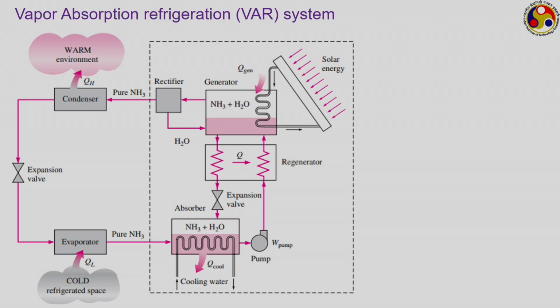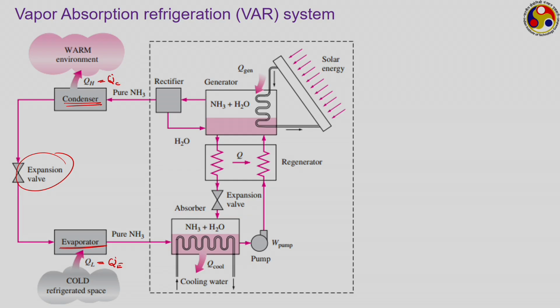What components do we have outside the rectangle? We have the condenser, we have the expansion valve, and we have the evaporator. In the evaporator, your refrigerant is picking up the heat QL, or maybe as per our terminology Q dot E, from the cold refrigerated space. In the condenser, it is rejecting Q dot C, as per our terminology, to the surrounding.